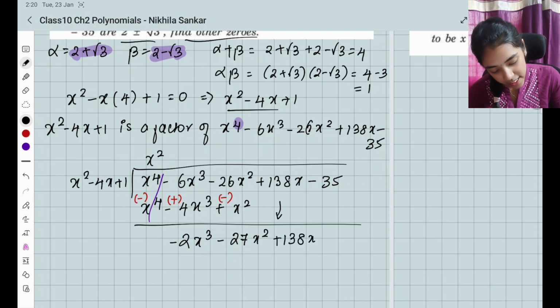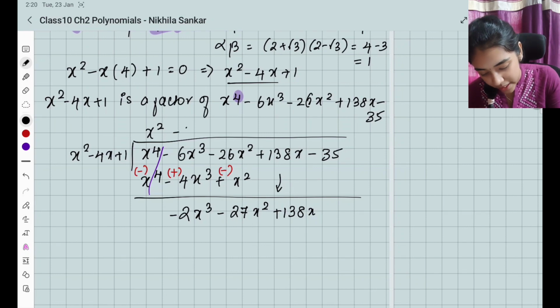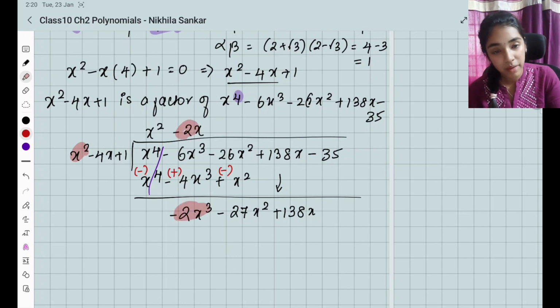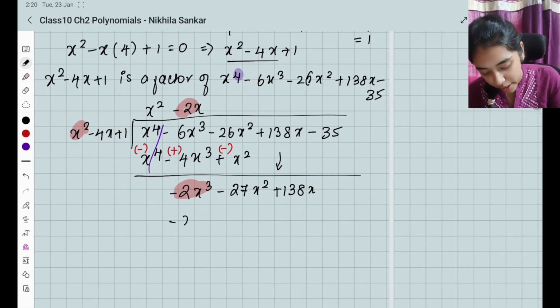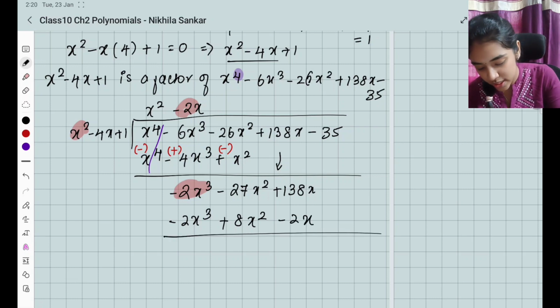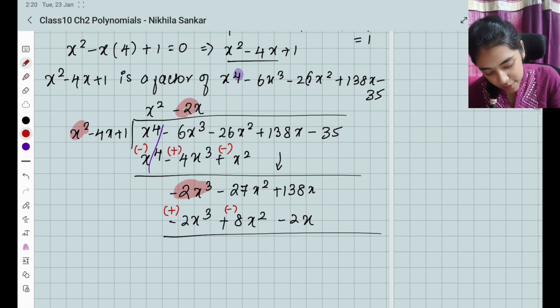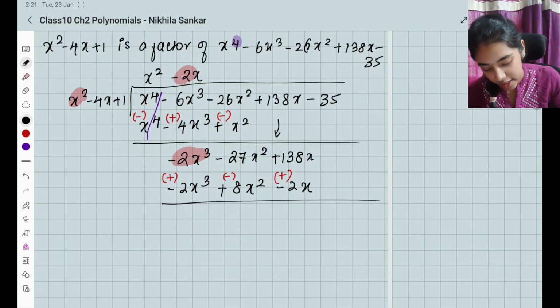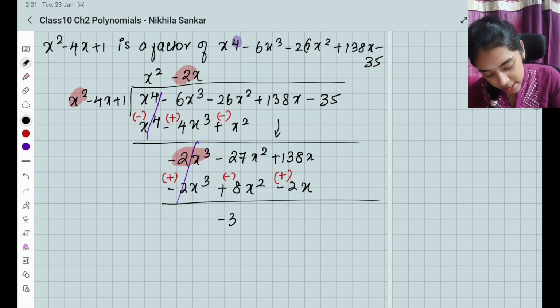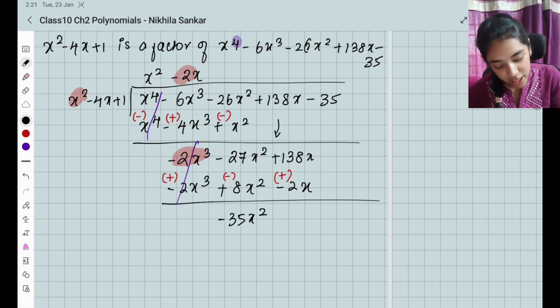So we have 138x. Okay. Now next you have to multiply by minus 2 into x. Correct? If you multiply x square into minus 2x, you're going to get minus 2 into x cube. Then minus minus plus, so plus 4 2s are 8x square. Then we have minus 2x. When we subtract, minus becomes a plus, this becomes a minus, and this becomes a plus. Now overall, the first term gets cancelled. And then we have minus 27x square plus 8x square, so minus minus plus, minus side. So we have minus 35x square. 138 plus 2 is going to be 140. So 140x and the minus 35.